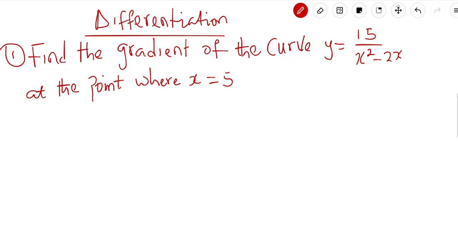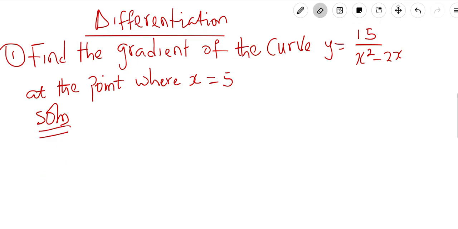But before we do that, we need to first of all find the gradient of the curve first. And how do we do that? We do that by differentiating y. So first of all, we are going to start by finding dy/dx. So we have dy over dx.